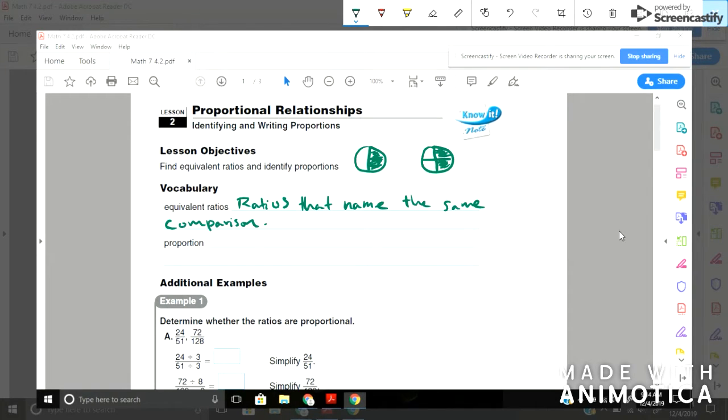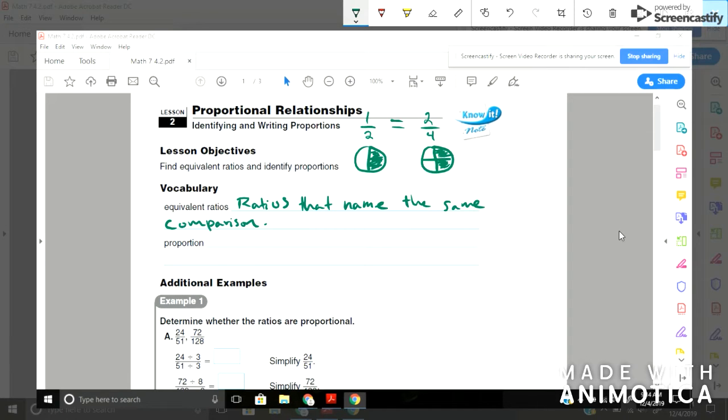Even though it's cut into two different sizes, this one is cut into 2 and this one is cut into 4, you actually ate the same amount. In this pizza you ate 2 out of the 4 slices, and in this pizza you ate 1 out of the 2 slices, but these slices are twice this, so you ate the same amount, and 1/2 is equal to 2/4. I know that's really basic, but that's what it means when it says that these are two ratios that name the same exact comparison. You ate the same amount of pizza.